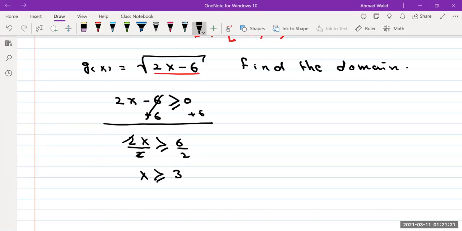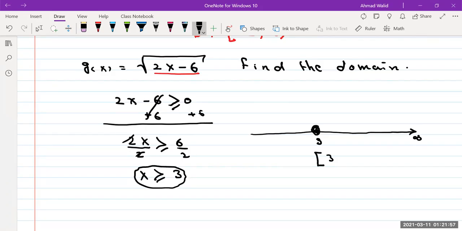Now, this number is your restriction. All values of x greater than 3. If this point is 3, I will use a closed circle, to infinity. After practicing with a few problems, you don't even need to draw the number line. But to make sure that you are avoiding mistakes, I recommend you draw the number line and copy the domain from there. But if you know how to write the domain from here, no need for a number line, correct? Then bracket 3, comma, infinity, parentheses, this is my domain.